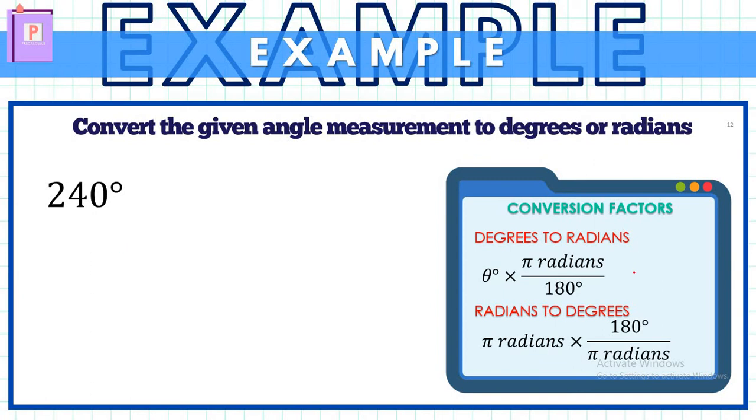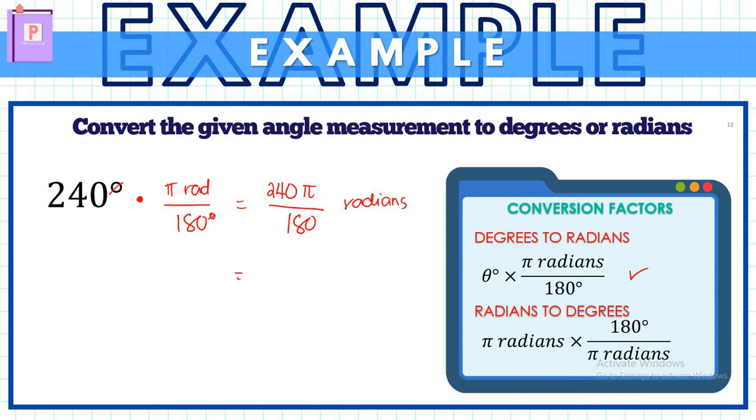Again, let's change degrees to radians by multiplying it by pi radians all over 180 degrees. Again, the degree symbol will be cancelled, so the only thing you need to input in your calculators will be the constants. That is 240 times pi all over 180. The unit of measurement is in terms of radians.